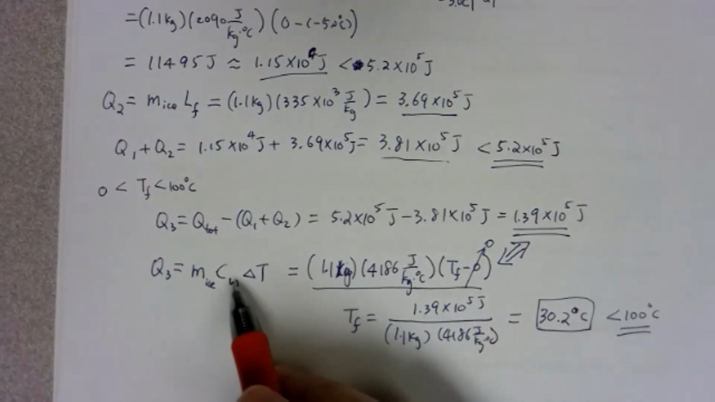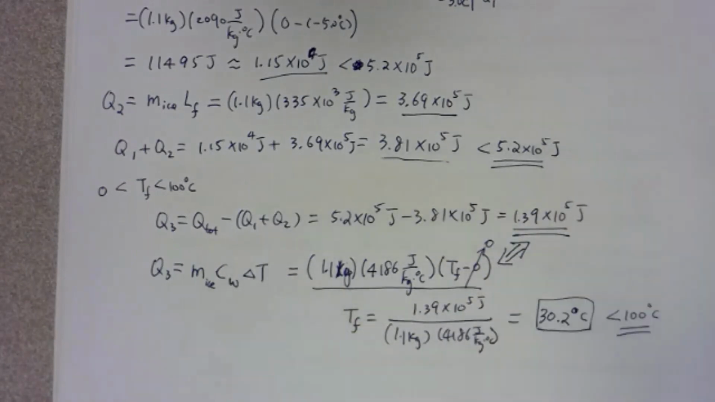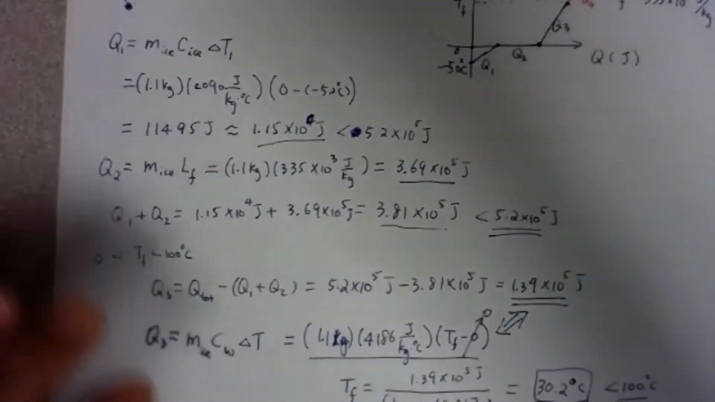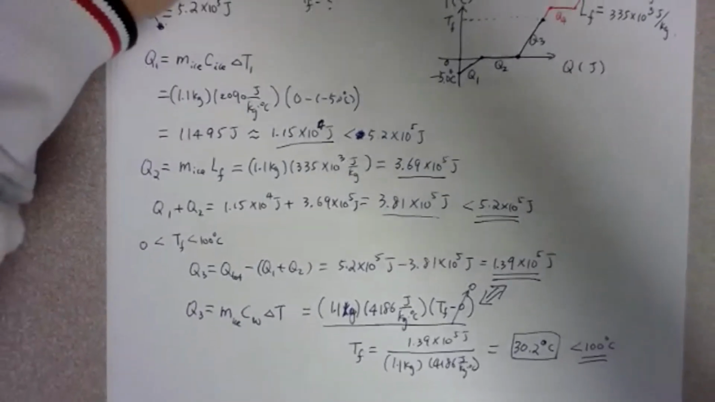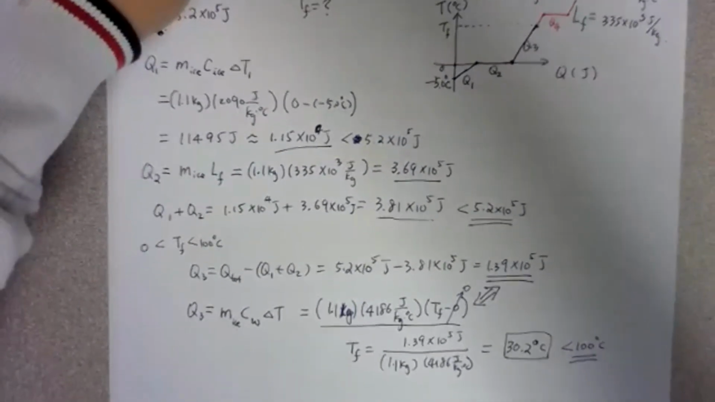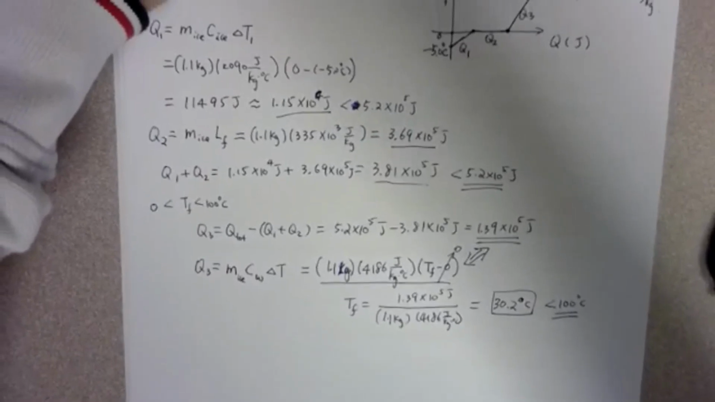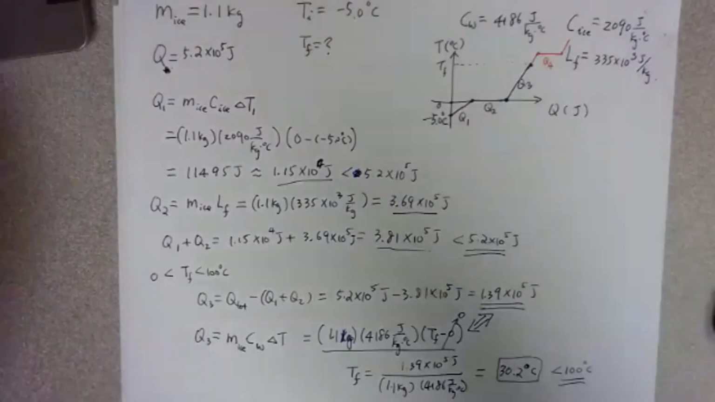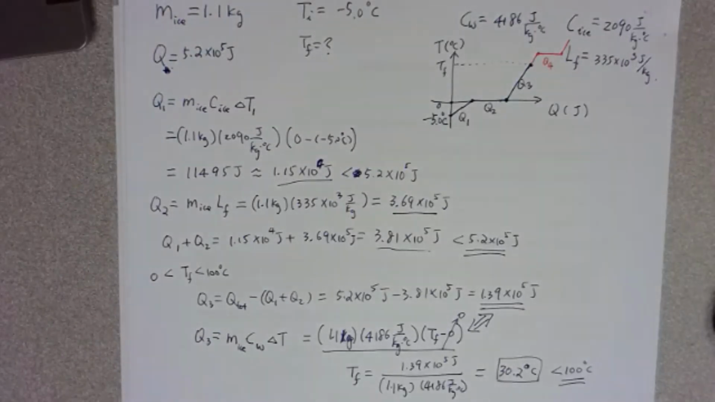times delta T, equal to any excess heat remaining. All right, so this will be this guy. So you have heat added to a substance, in this case ice, and this is how you figure out the final temperature.